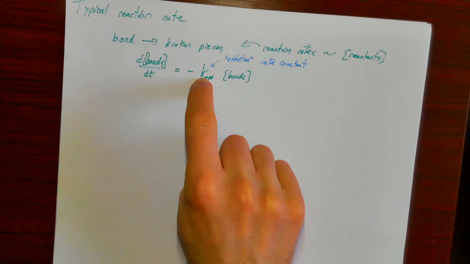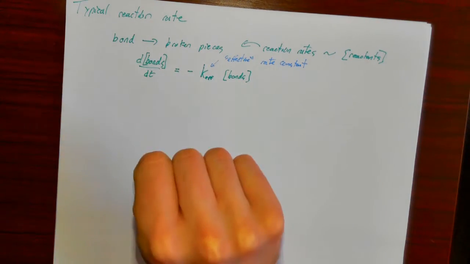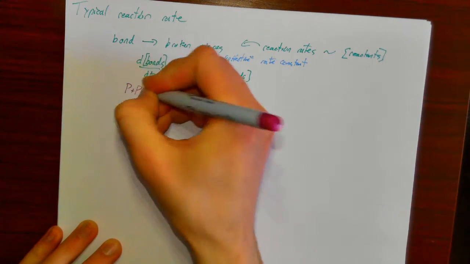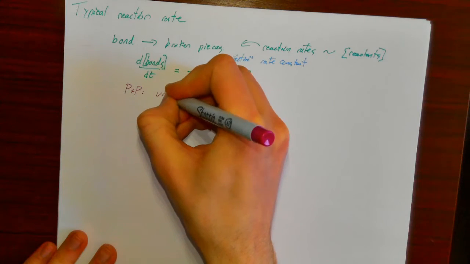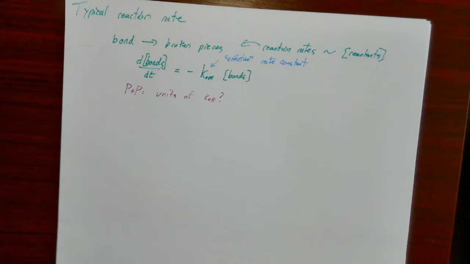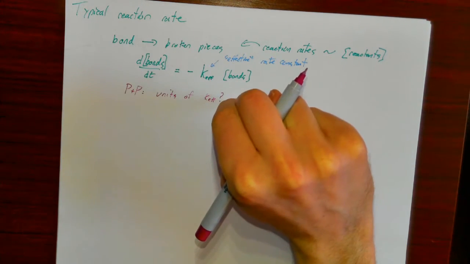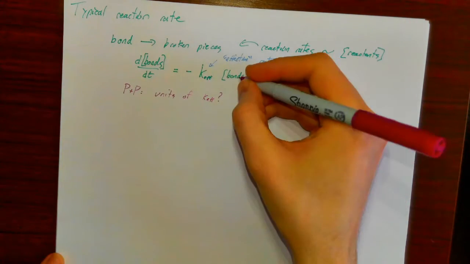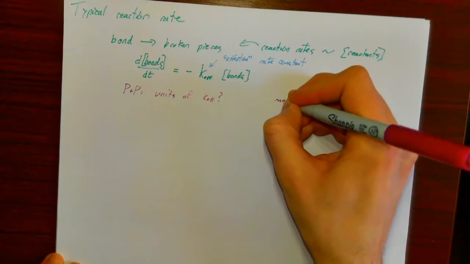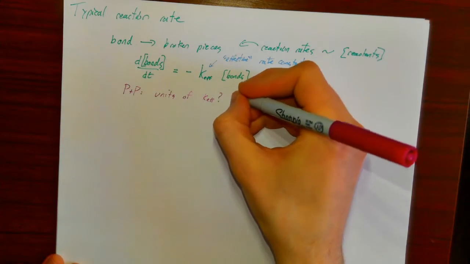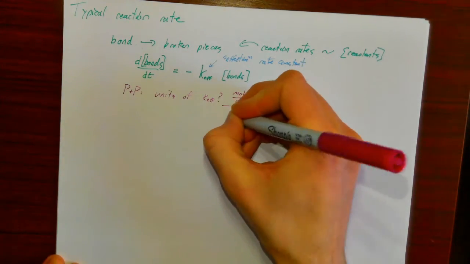So the higher the K, the faster these bonds are degrading. Take a moment now, pause and ponder. What are the units of K effective? If you're working in SI, the concentration of bonds would be in moles per liter, and the time rate of change of that would be moles per liter per second, right?